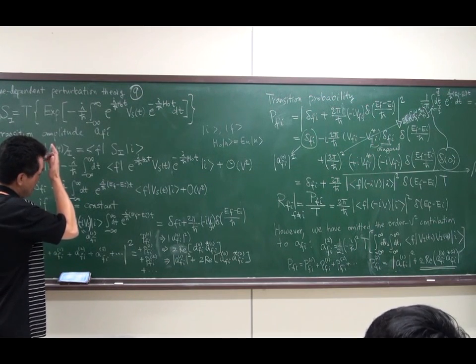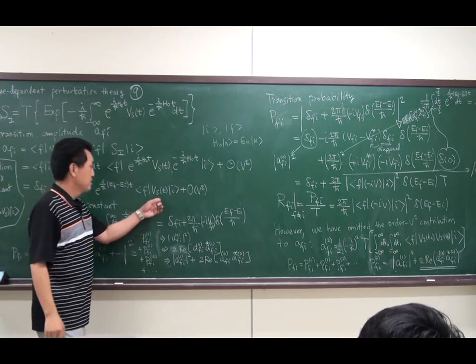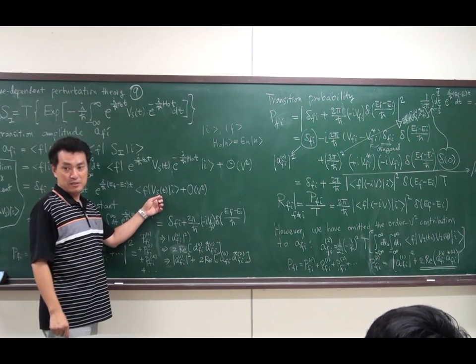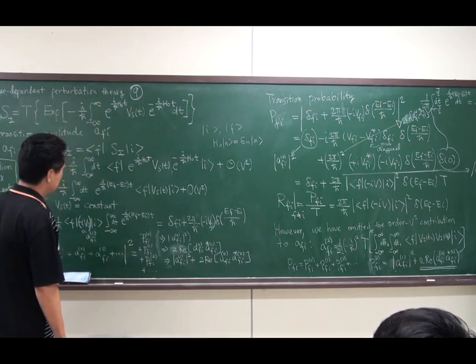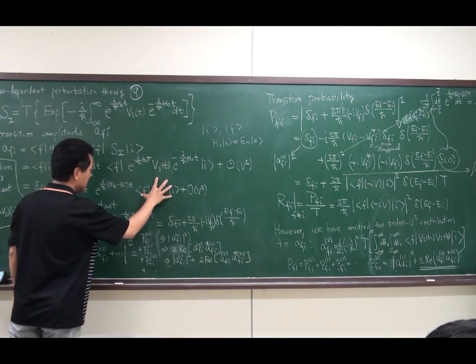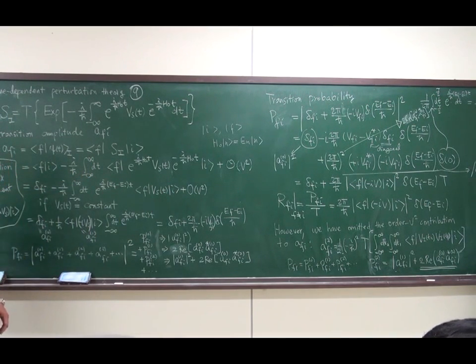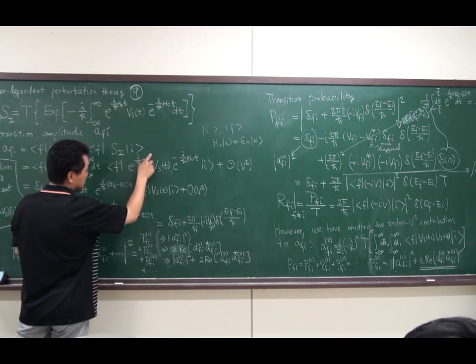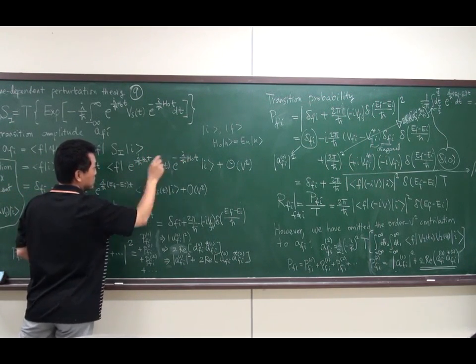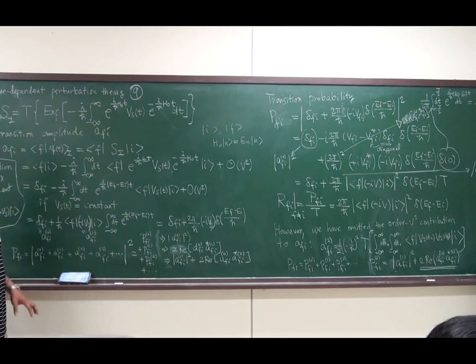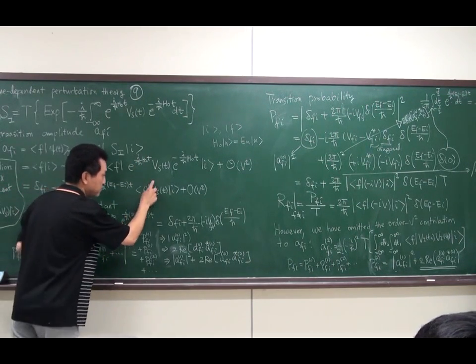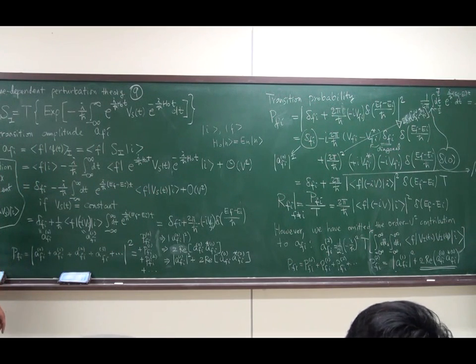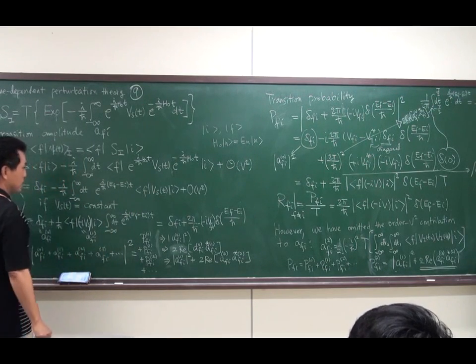When this interaction is independent of time, then this part can be factored outside. And you know that the time evolution factor for the unperturbed Hamiltonian has already been factored out, and we end up with the Schrödinger picture potential, right? This is the Schrödinger picture potential.